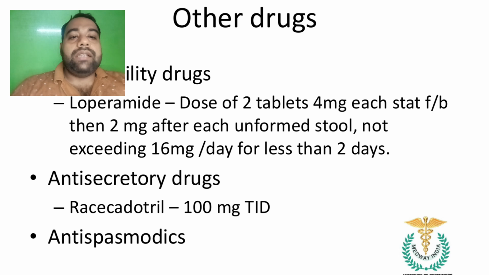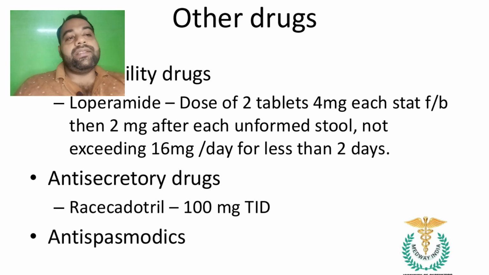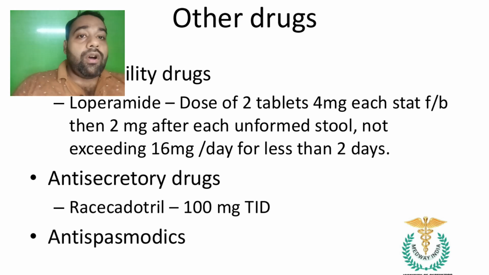Now let's try to understand the other drugs that are available in these case scenarios. Among the anti-motility drugs, loperamide is pretty well known. Here, the dose you are supposed to start the patient with is 2 tablets of 4 milligram each as a stat dose, followed by 2 milligram after each unformed stool, not exceeding 16 milligram per day, for less than 2 days. So this is your loperamide.